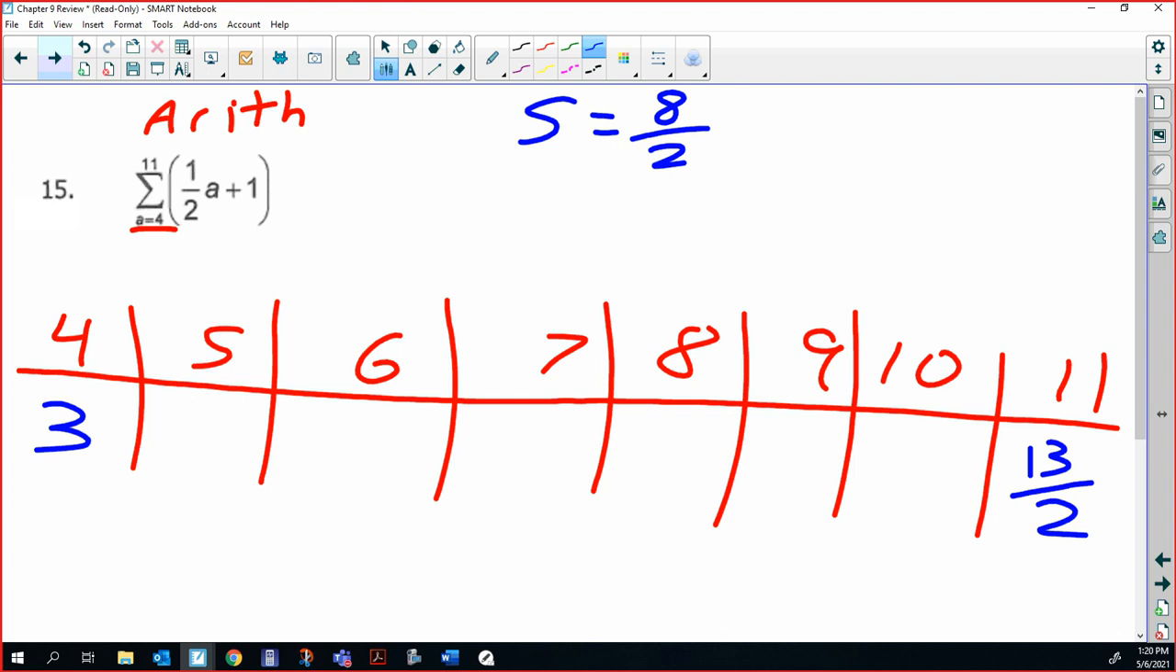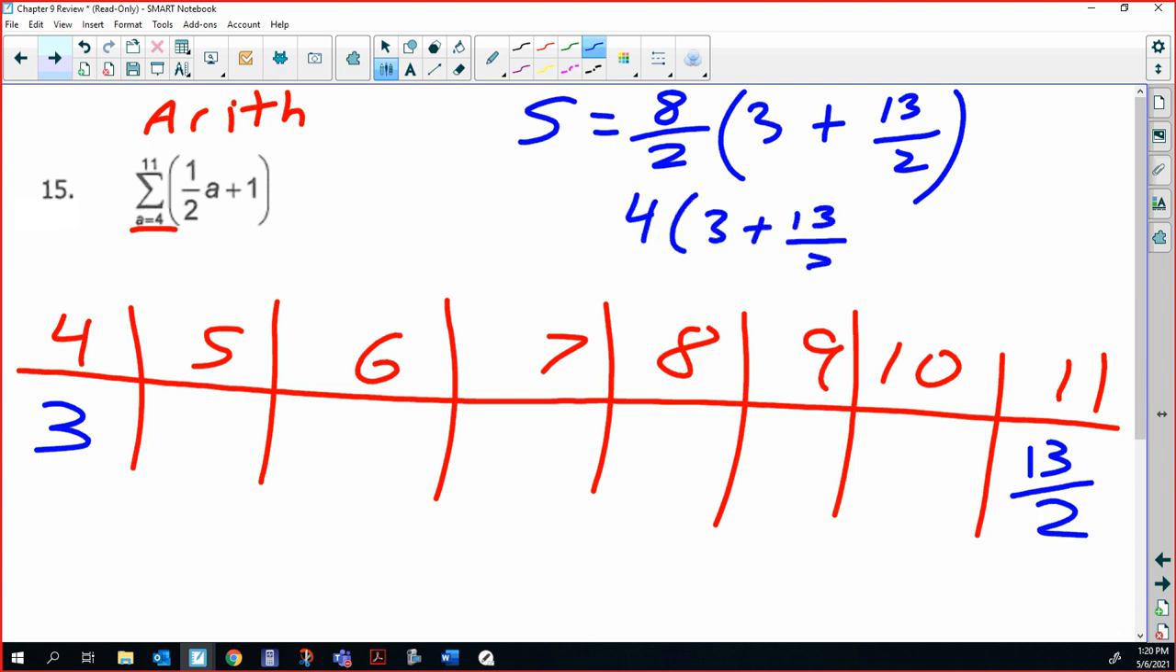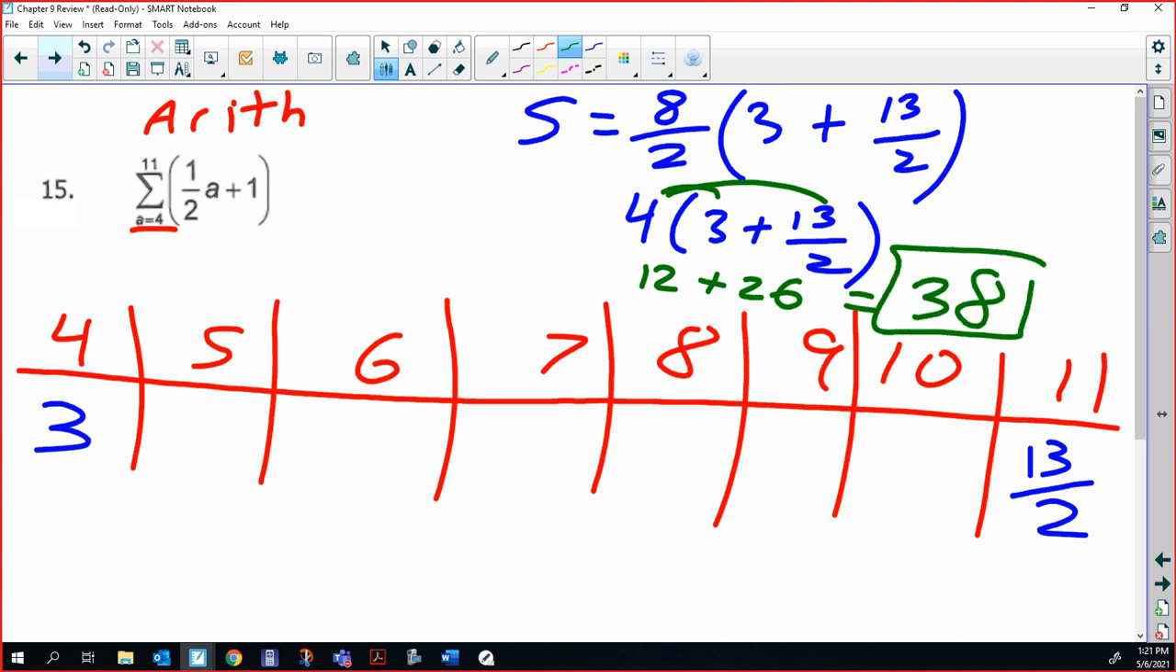N divided by 2. First number is 3. The last number is 13 over 2. That's our sum. So that's 4 times 3 plus 13 halves. You could solve this a lot of different ways. You could distribute, you could do whatever. If you distribute, that's 12 plus 26, which is 38. If you just type it into your calculator, you should also just get 38.